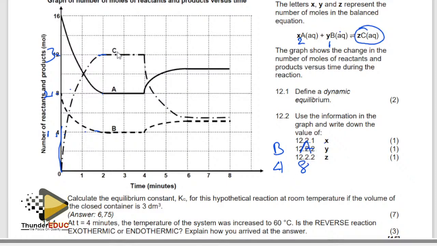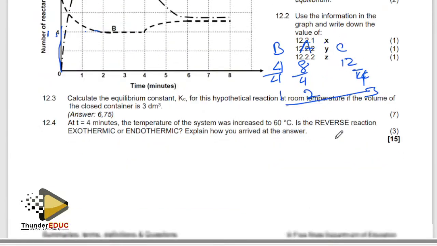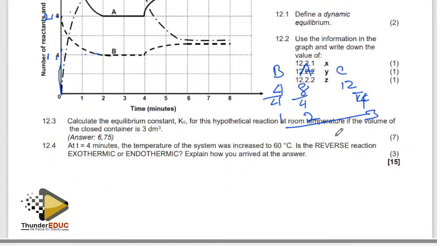And then C is 12, divided by 4, divided by 4, divided by 4. So you see it's 1, it's 2, it's 3, isn't it? That's where I'm getting these numbers from. So basically C is going to be 3. I think I'm clear there. Then you see how you can identify the number of moles using the graph. So we can bring it in form of what? In form of a graph.